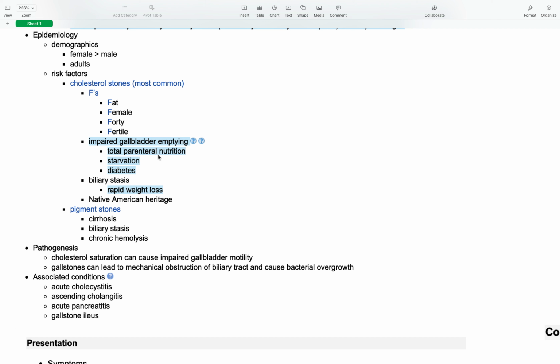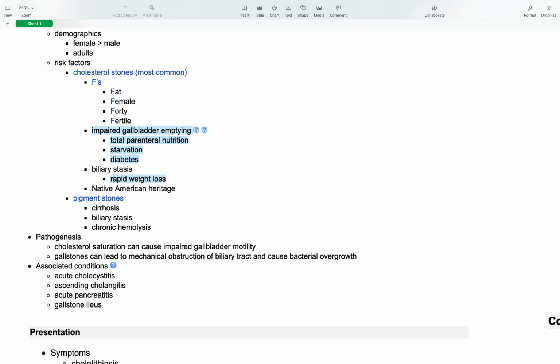Starvation, again the same reason. Diabetes. Then biliary stasis secondary to rapid weight loss. And remember that cholesterol stones are very commonly seen in Native American heritage. Okay, so those are cholesterol stones. How about the pigment stones? Pigment stones are commonly seen in cirrhosis, biliary stasis, and chronic hemolysis.